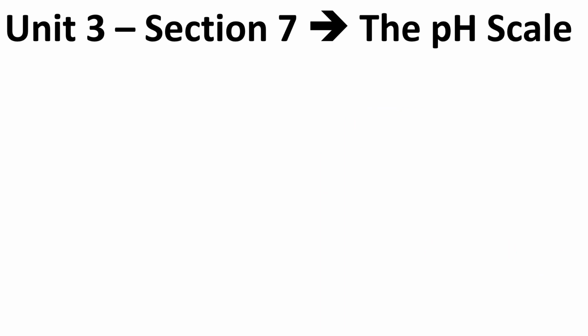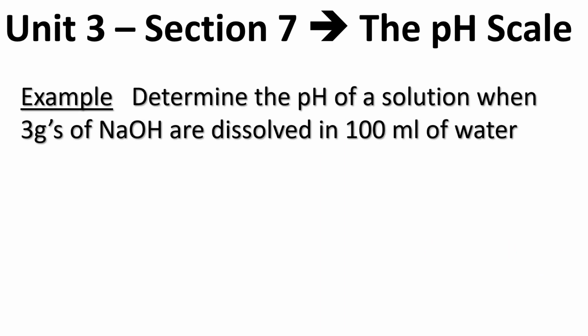Let's try another problem here. Let's determine the pH of a solution when 3 grams of NaOH are dissolved in 100 mL of water. This one's a little different. We don't know the concentration off the bat, so we're going to have to do a little calculation. C equals n over V. So what do we know here? Our volume is, well, it's not exactly 100 milliliters, it's 0.1 liters. Don't forget we're working in liters.